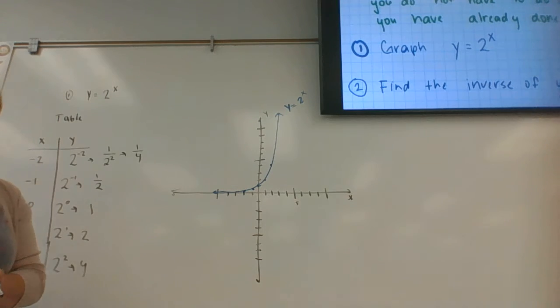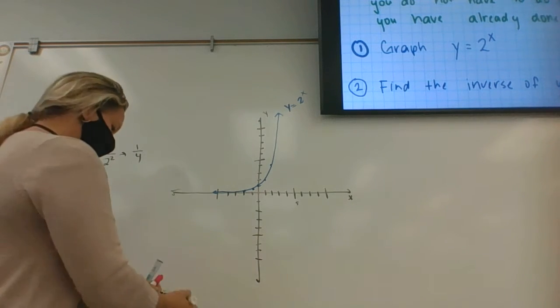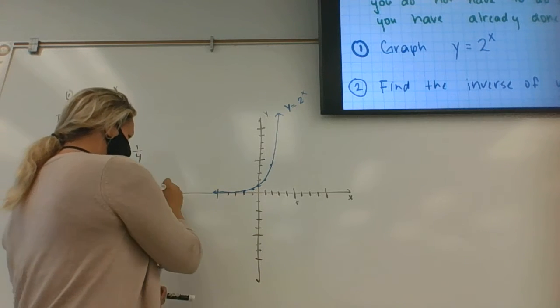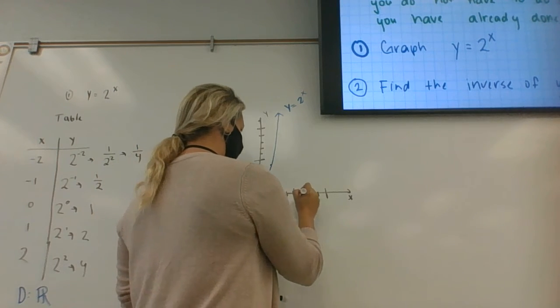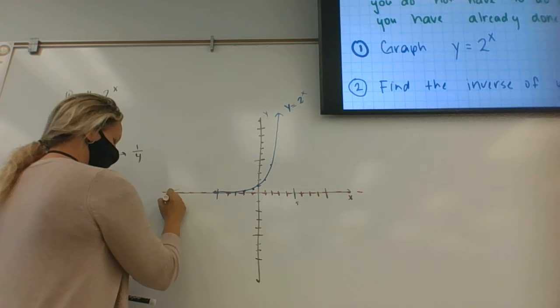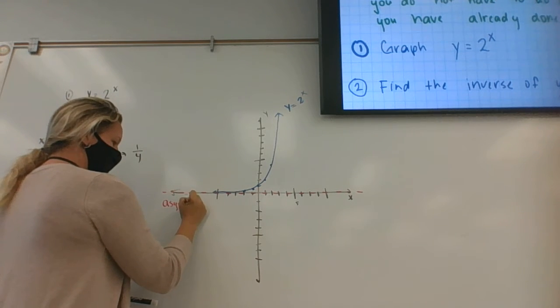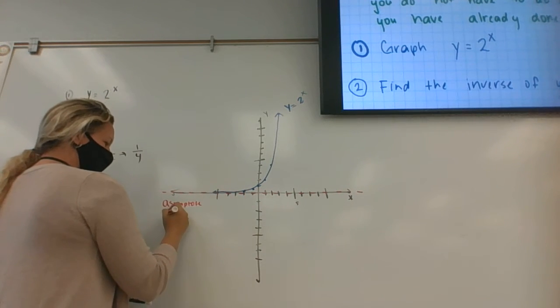So this should be, if you participated in the video from March 10th, this is it. The domain and range of this is x can be anything. It's all real numbers, and the range is limited to values greater than 0. And I said I really want you to put a dashed line in for the asymptote. The asymptote is at y equals 0.